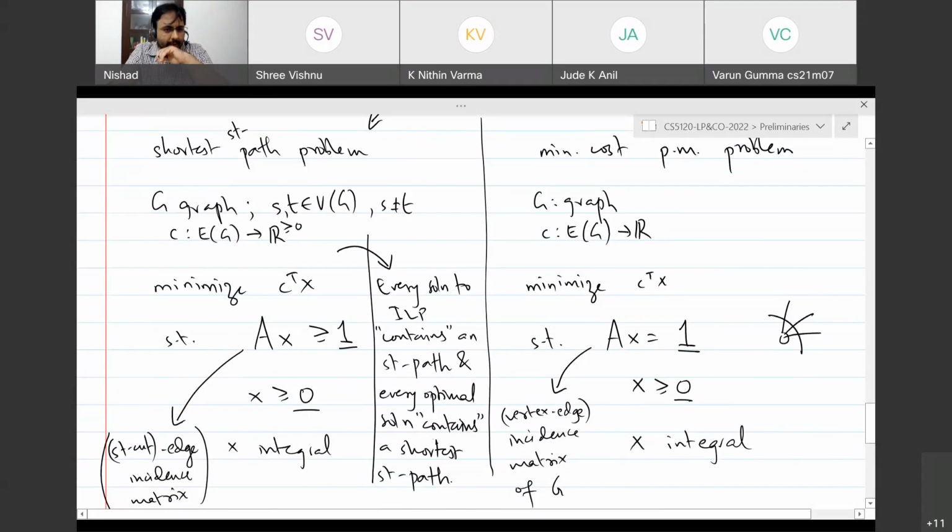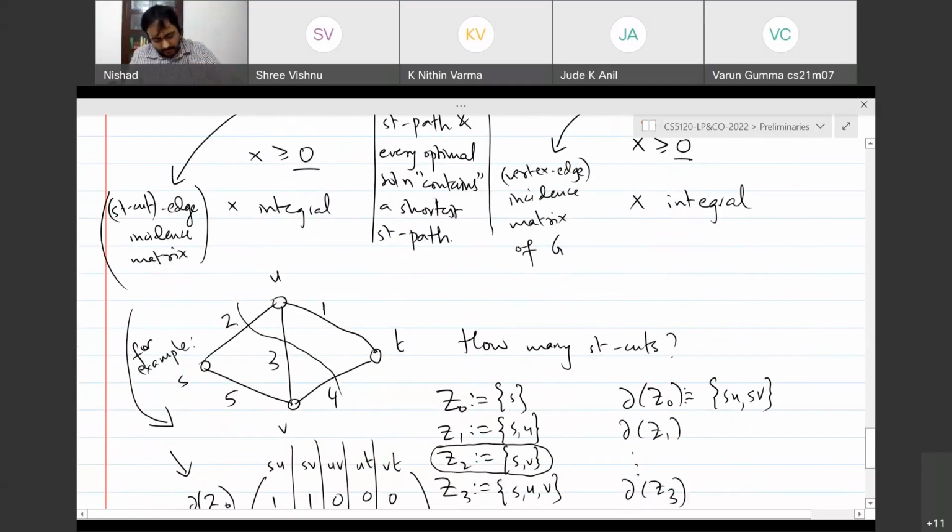Supposing I allow some edge cost to be negative, right? Which we are not allowing in general, but just for the sake of argument, let's say we allow the edge cost to be negative. Then what is the problem with this integer linear program? Supposing in this example, I allow this edge to have -2 cost.